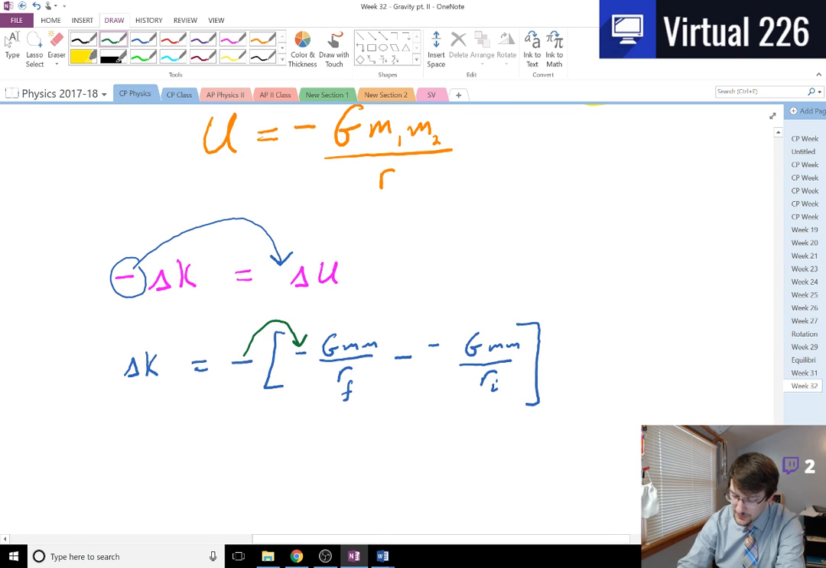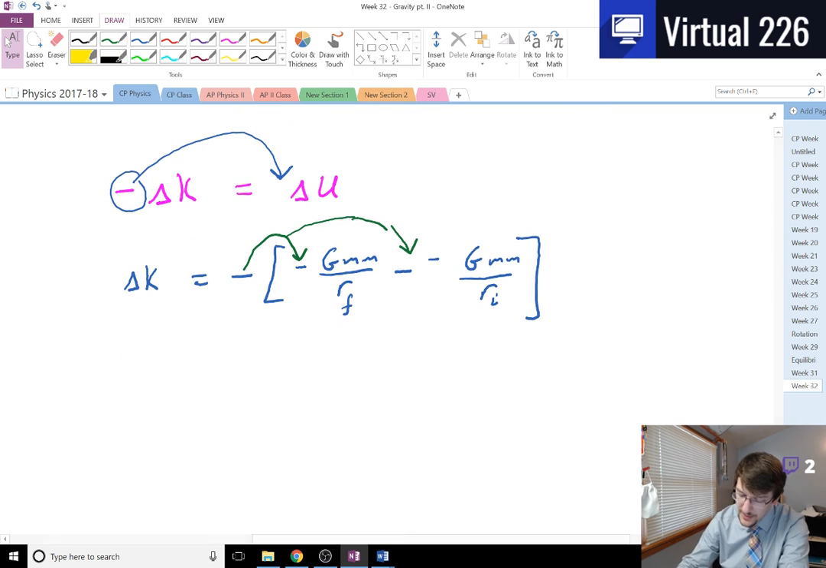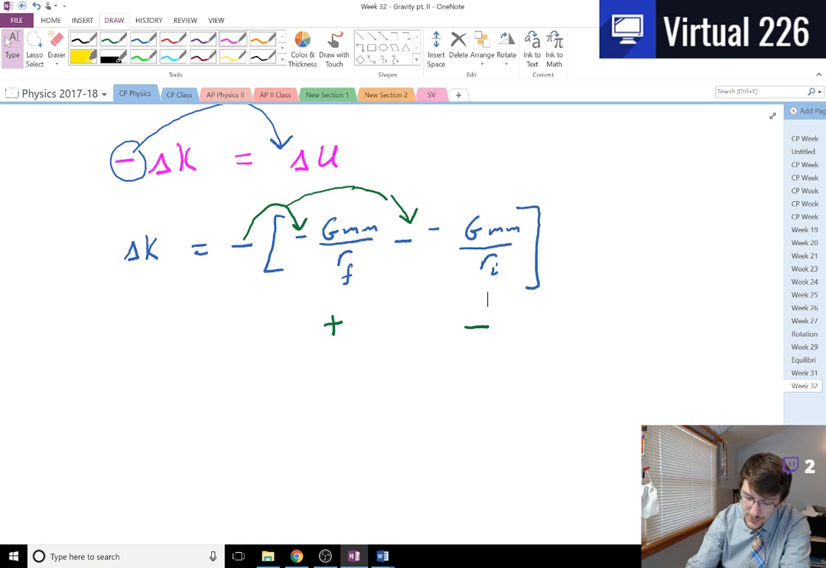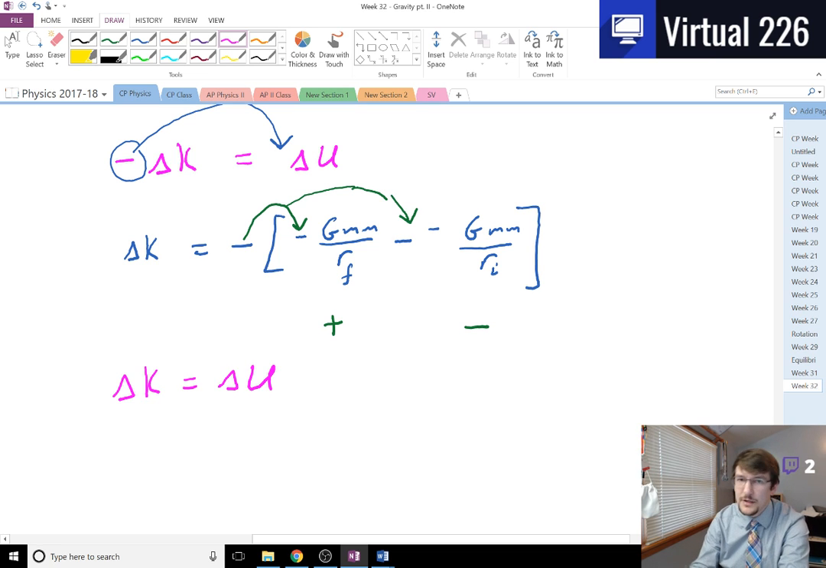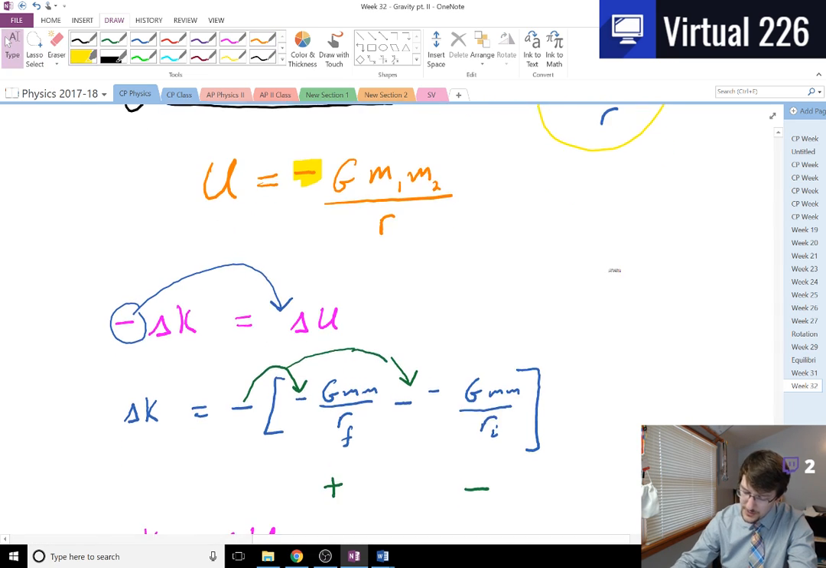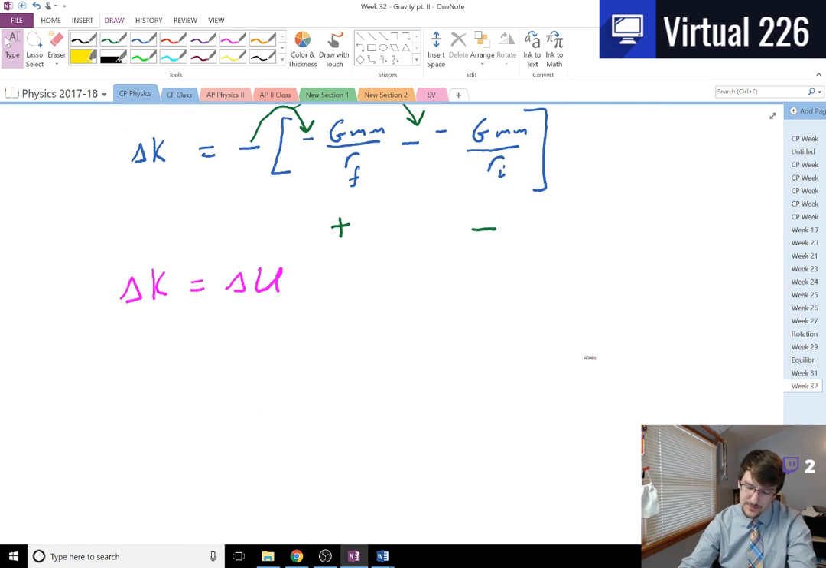This negative here is going to turn this into a positive value, and then when we distribute it again, this momentarily positive value is going to flip back to a negative. So what we're going to have here is a positive value and a negative value. And what this allows us to do is just say that delta K equals delta U. The change in the kinetic energy equals the change in the potential energy, which is what we always wanted. We just had to take this kind of weird approach to get that math to work itself out. By doing that, it saves us a little bit of headache later down the road, and it gives us these nice values here.